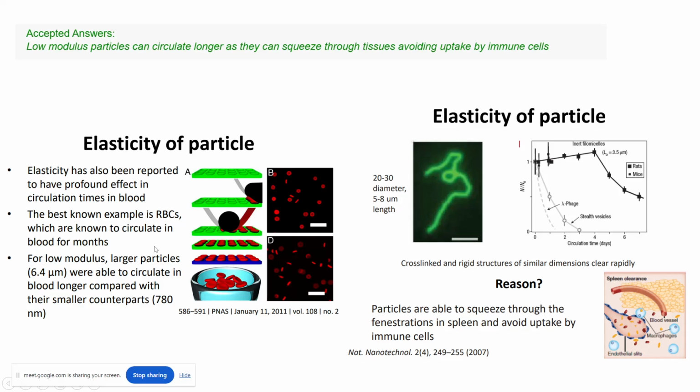And if you're comparing these low modulus particles, if two different sizes of particles, larger and smaller size, are there, even if they are low modulus, larger particles are able to circulate in blood longer as compared to the smaller particles.